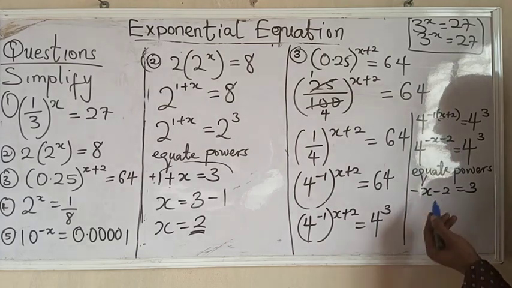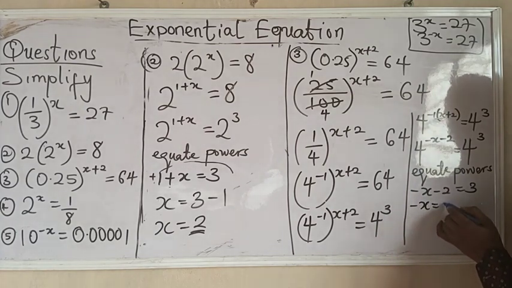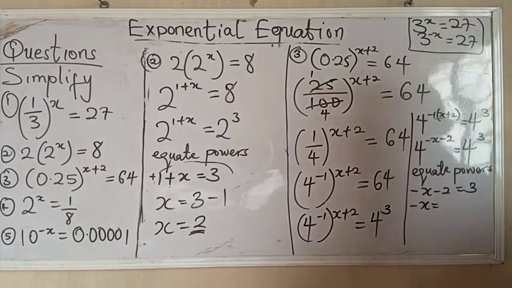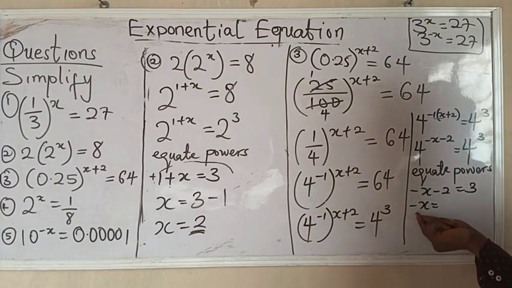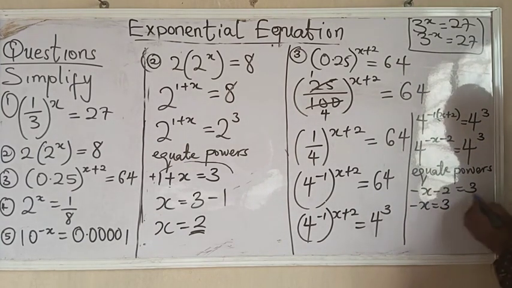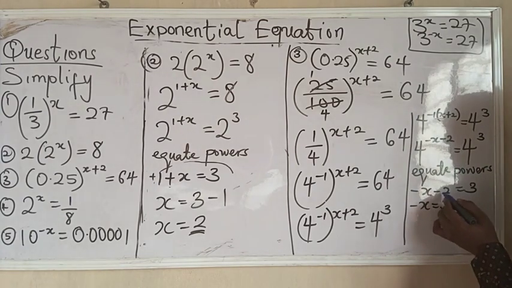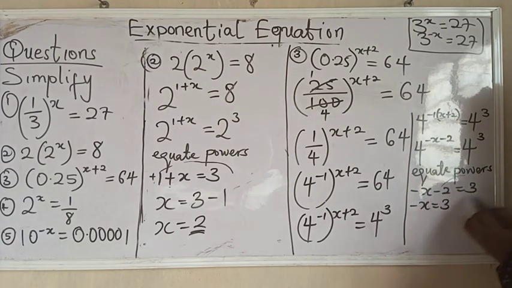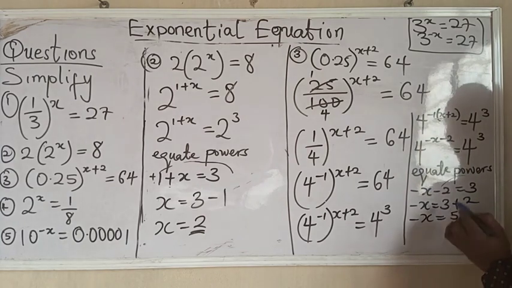Then we are making x stand alone, so we have minus x equals, now as you can see, this is minus 2, and we want it to join this 3 here. I want minus x to stay alone. So this 3 has been here before, so this minus 2 is going to join 3. However, once it passes through the equality sign, it changes to plus 2. So we have minus x equals 5.